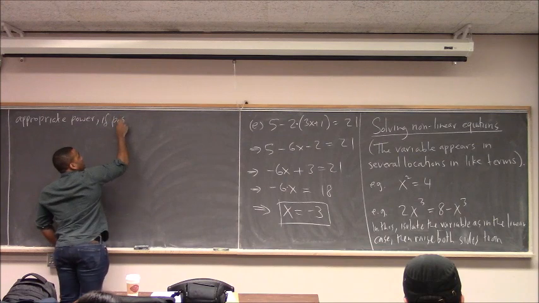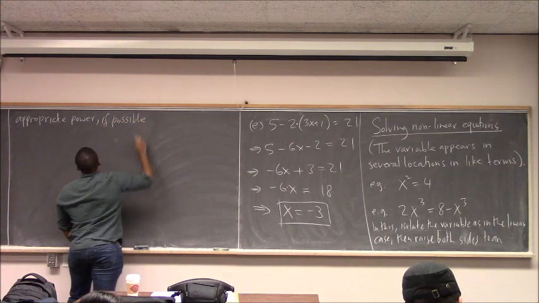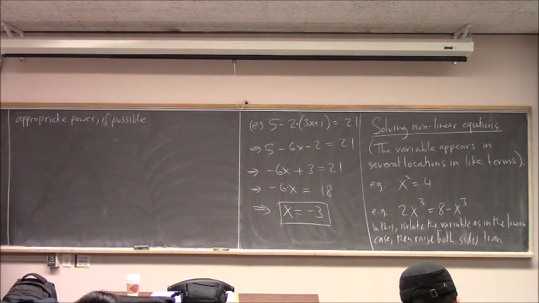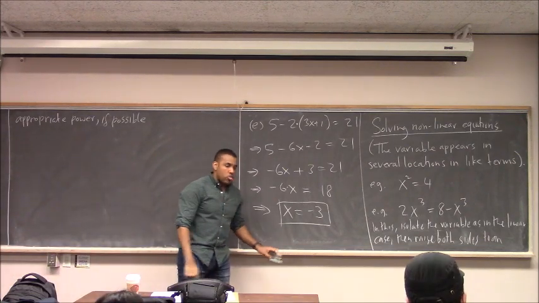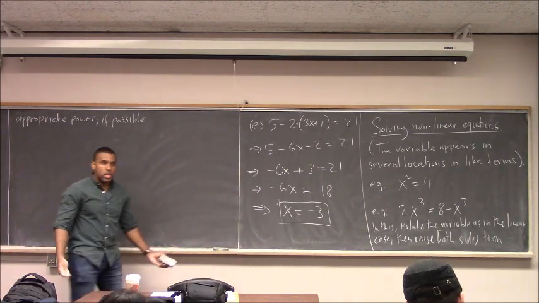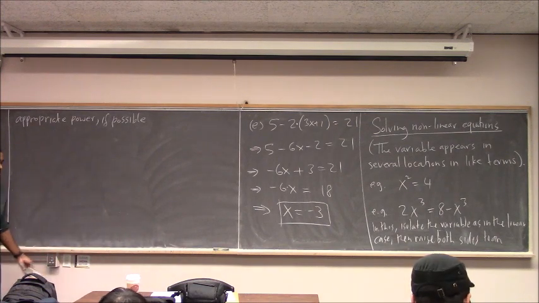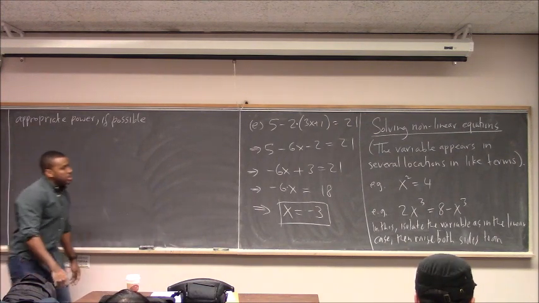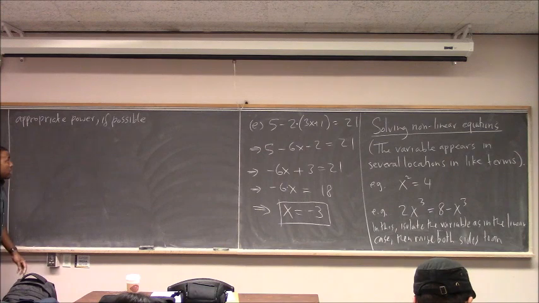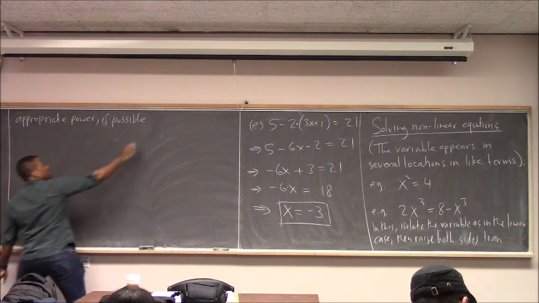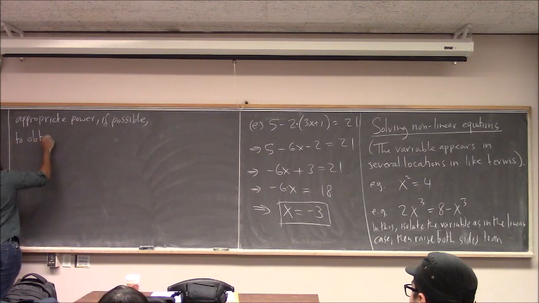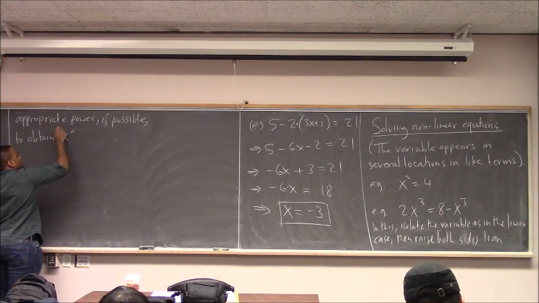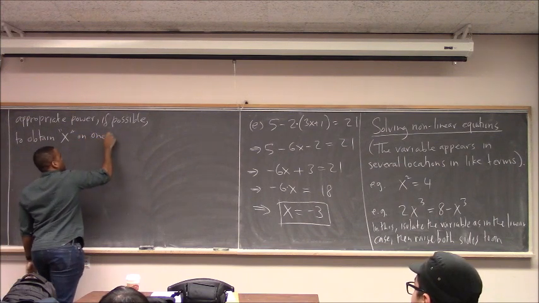if possible. It's not always possible. So for example, if one side is a negative number, raising it to the power 1/2 would not be possible, because we know that we can't have a negative number in a radical, in an even radical. But as long as it's possible, you raise it to the appropriate power to obtain x on one side.